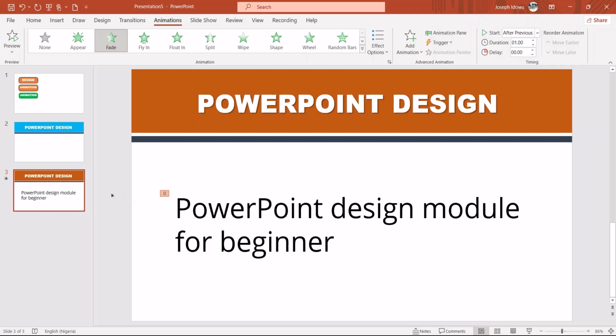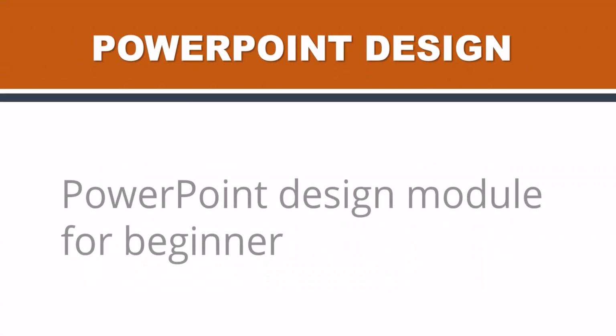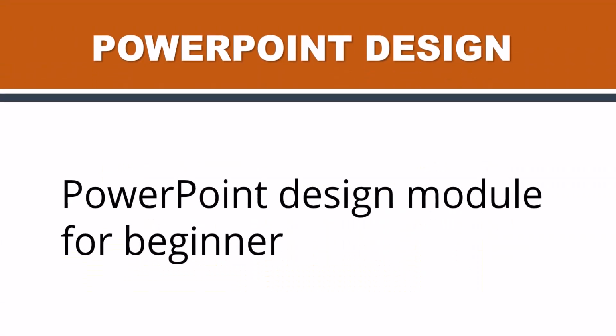So let's preview it. Now it's showing 0. Before it was 1, but now it's showing 0. It means immediately after the transition, this guy will show up. So let's press Shift F5. Now you can see that it shows up. Great, we've done an amazing job.